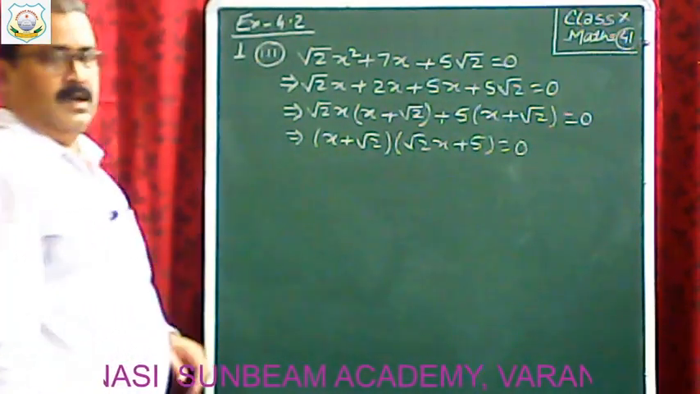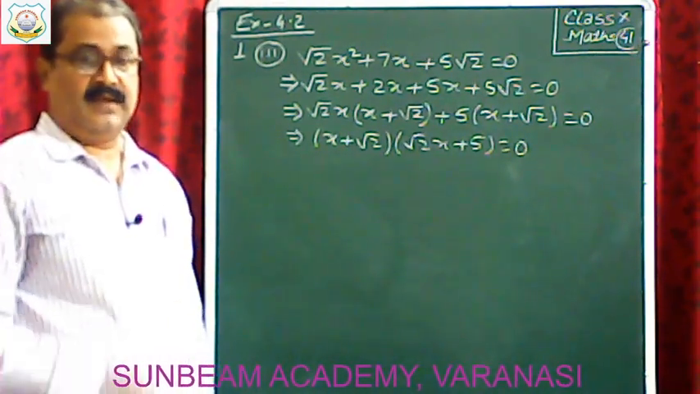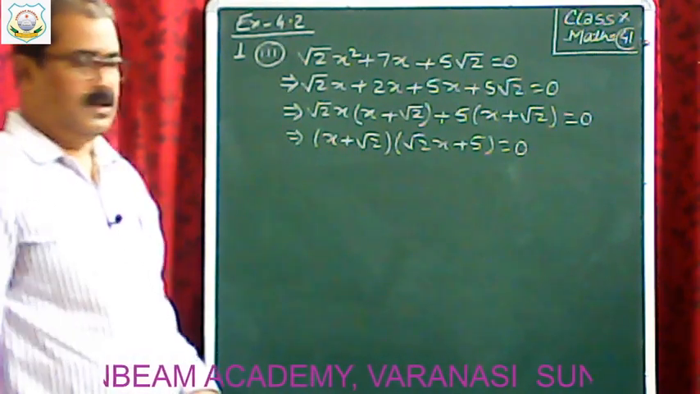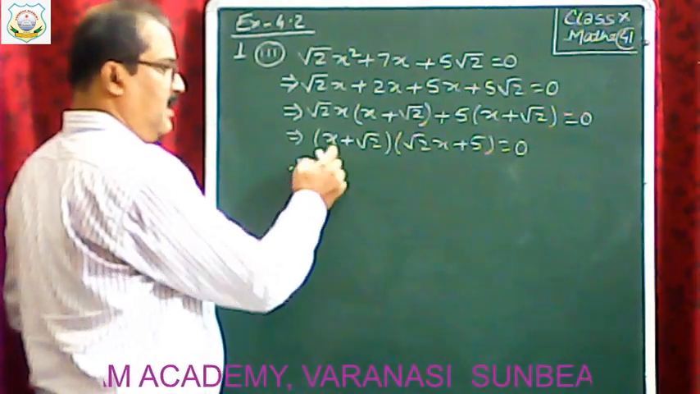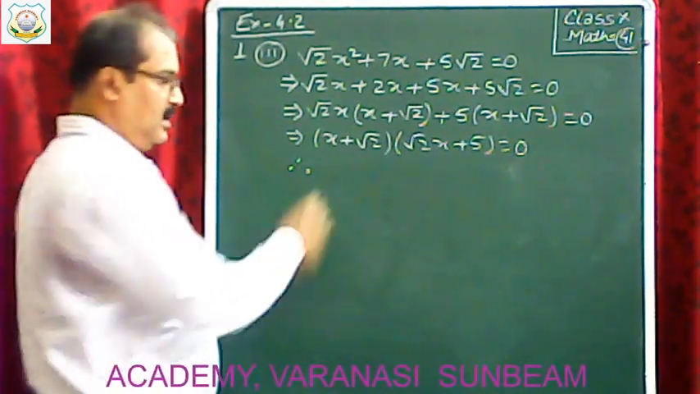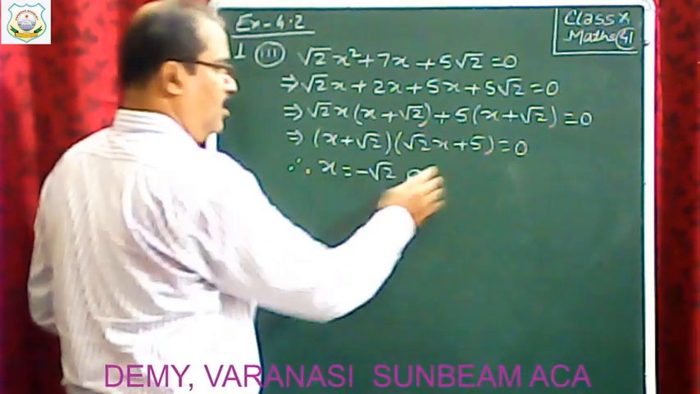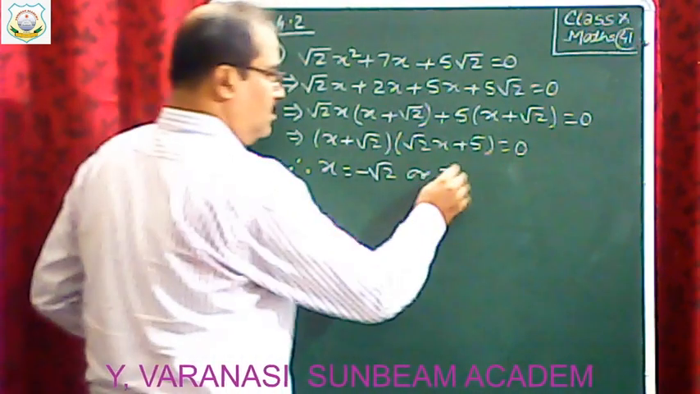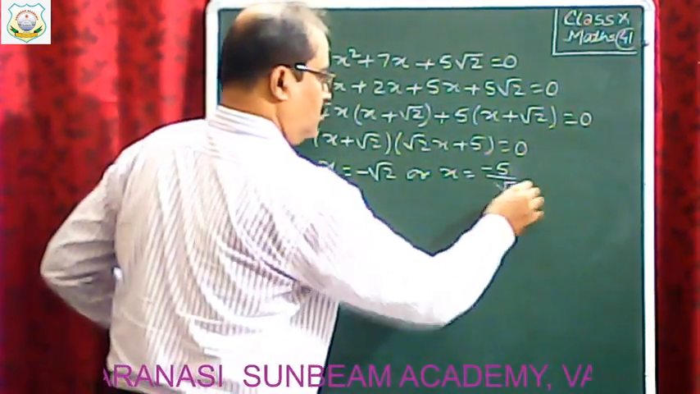In exercise 2.2 we have done the same thing: find the zeros of the given quadratic polynomial. So therefore either x + √2 = 0, then x = −√2, or √2x + 5 = 0, then x = −5 upon √2.